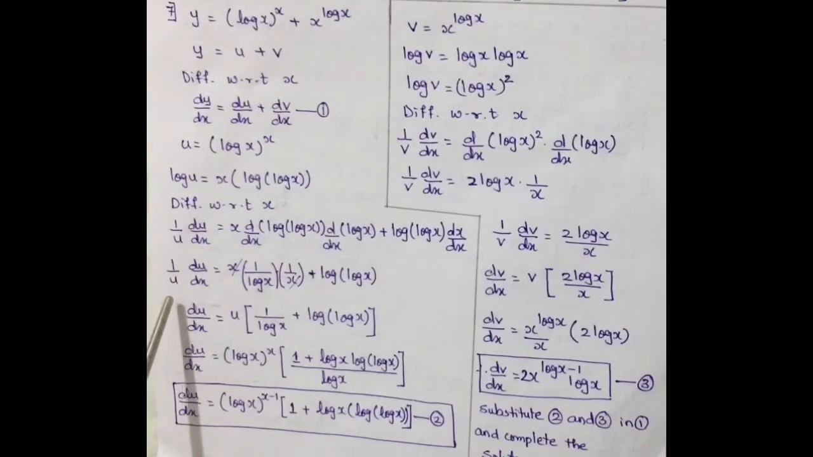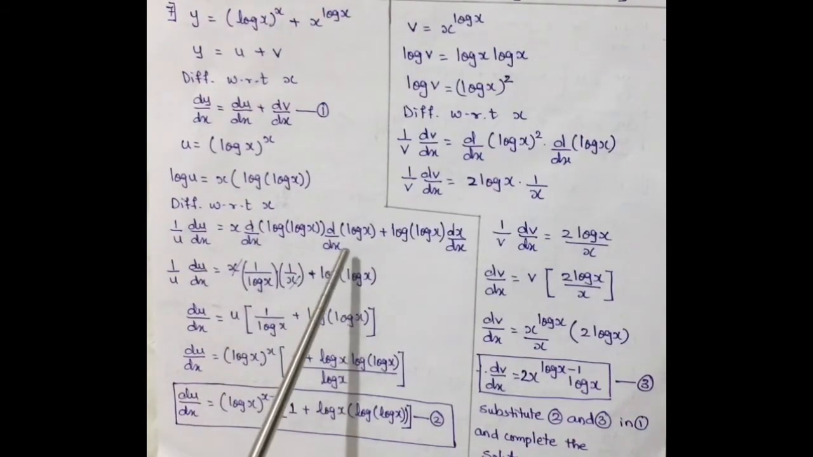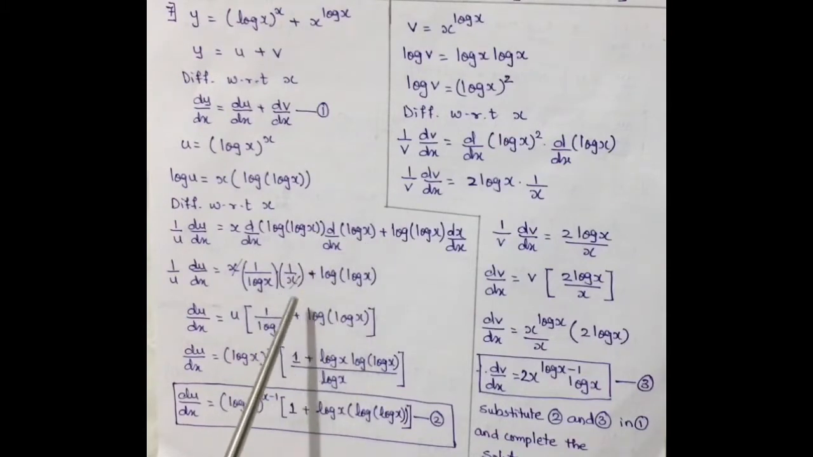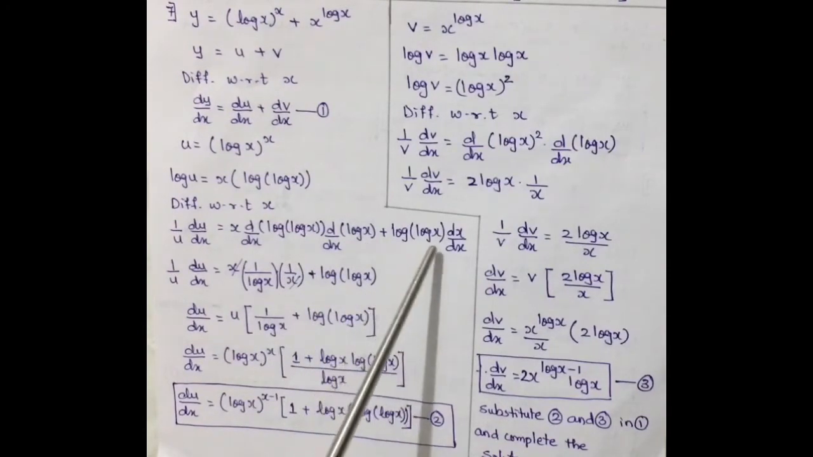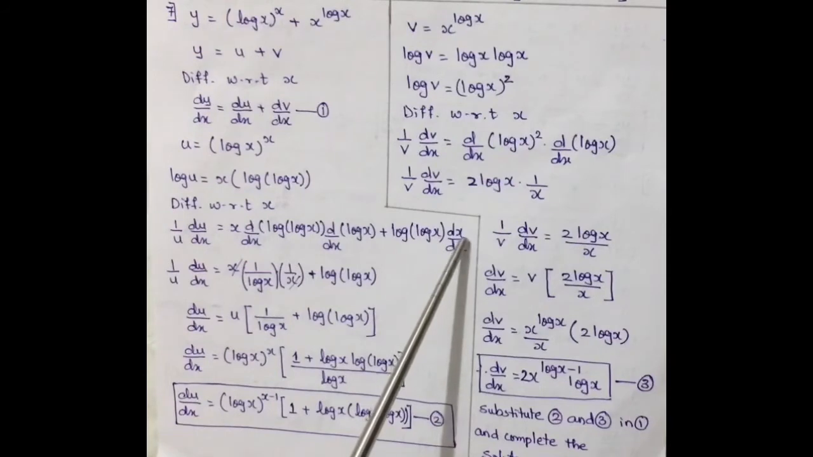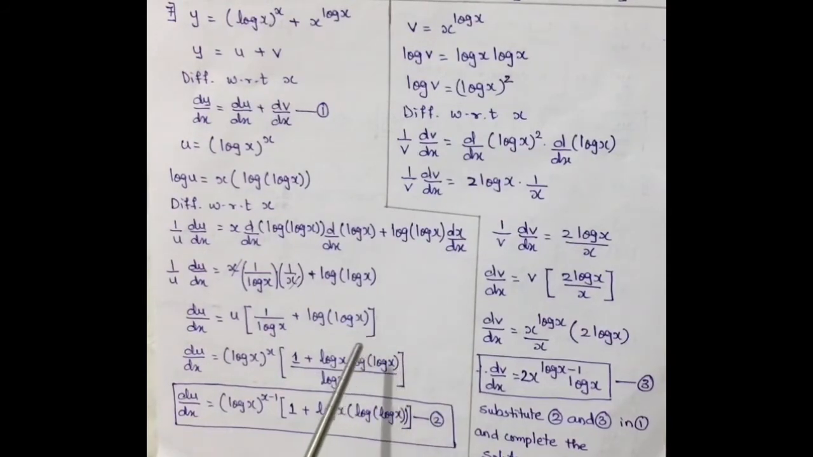Now LHS remains as it is, x as it is, derivative of log of log x is 1 upon log x, derivative of log x is 1 by x, plus log of log x is as it is. Derivative of x is 1. x and x get cancelled. Shifting u the other side, it gets multiplied. And u into 1 upon log x plus log of log x remains.